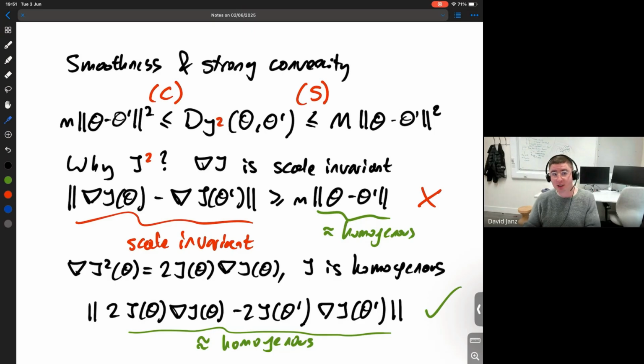Now, why J squared and not J? Notice that the gradient of J is essentially scale invariant. The arm you choose, the optimal direction, does not depend on how large the theta parameter is.